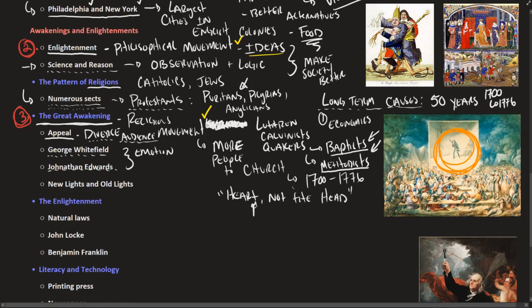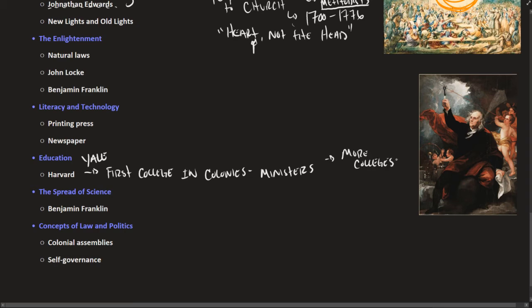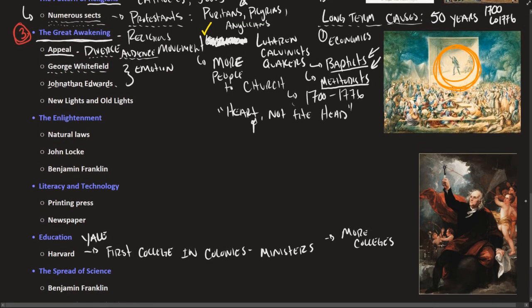In fact, the very first college in the colonies, Harvard, was created to train ministers. Yale as well. The Great Awakening led to more colleges being created. And again, some of these colleges were embracing the Great Awakening, against the Great Awakening, et cetera, et cetera.